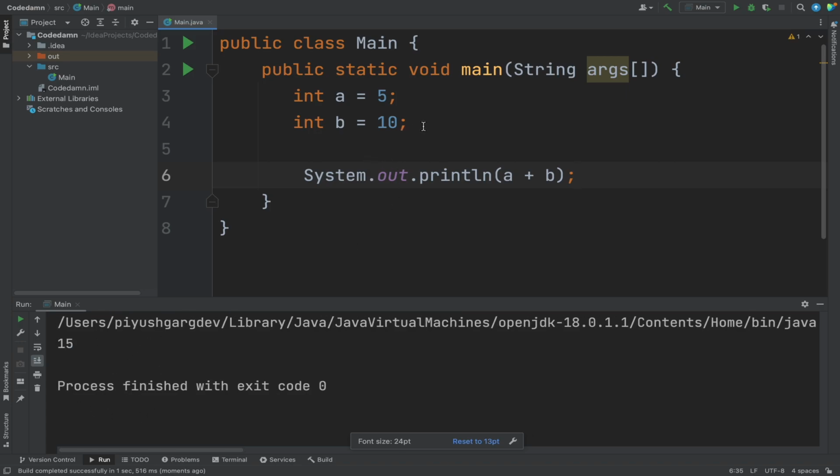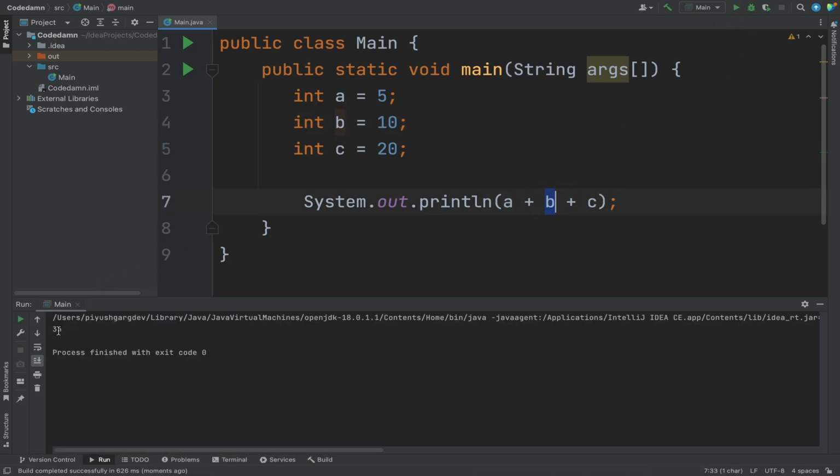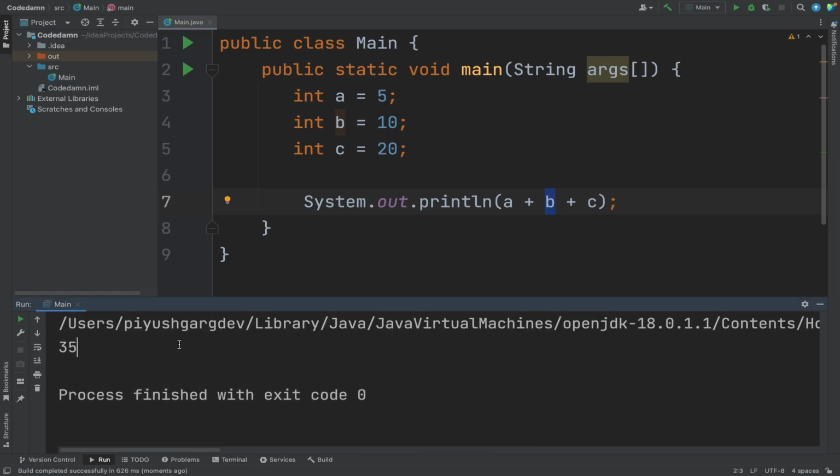The plus operator can even have more than two variables. Like I can even have a c, okay, which is equal to, let's say, 20, and I can even do plus c. Okay, so now what it will do is basically add a, b and c. Now if I run it, as you can see, we are getting the result to be 35, and this was pretty basic, correct?